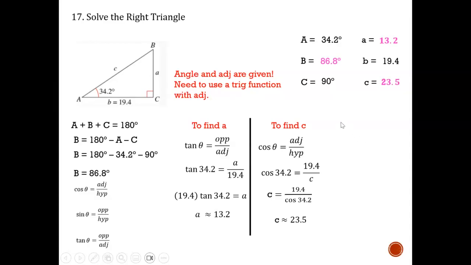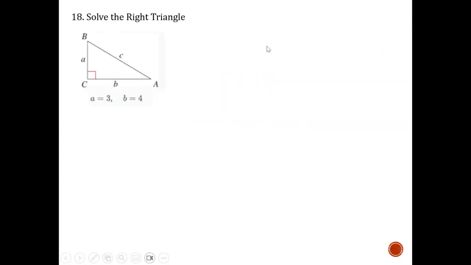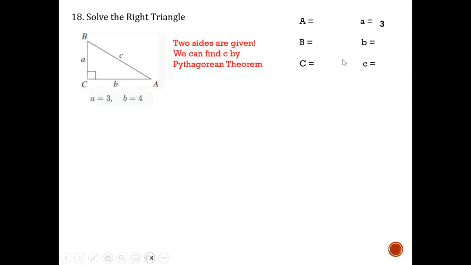Okay, now let's go to number 18. Let's do another one, because here, guys, they didn't give us an angle. We only have angle C. How can we do this one here? Okay, we know that angle C is going to be 90, right? Well, a is 3, little b is 4, and C is 90 degrees.